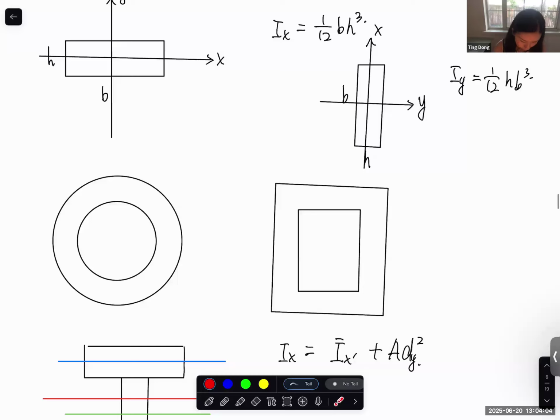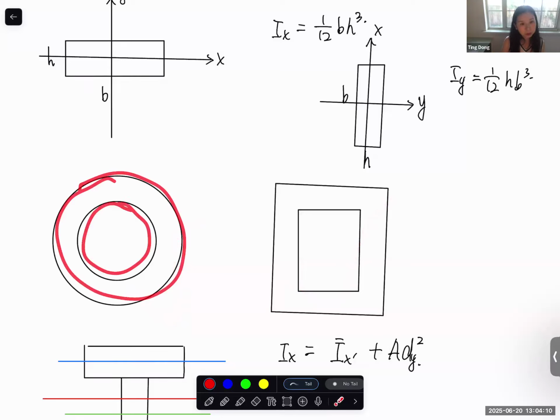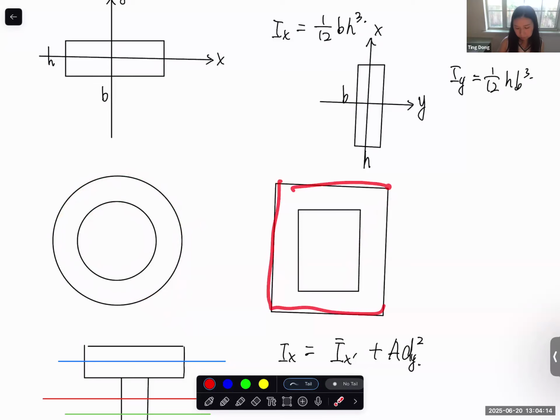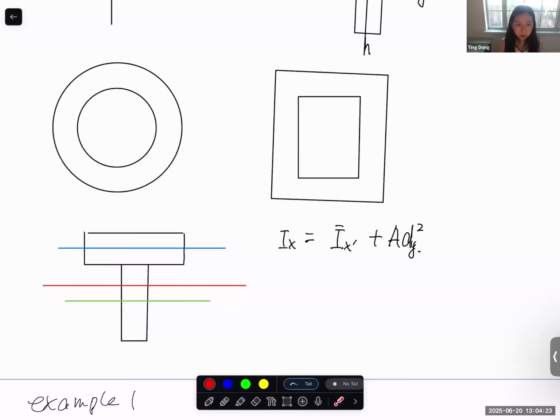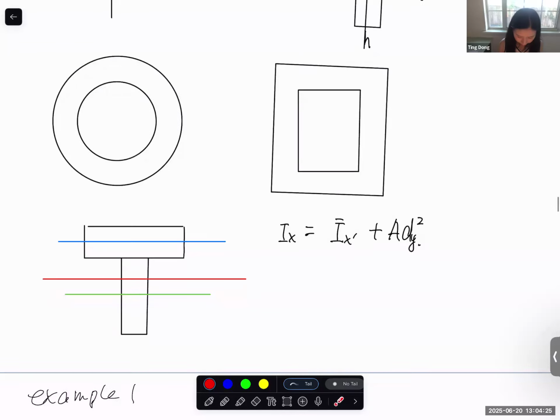And for this one and this one, you can consider, let's say, a big circular cross section minus a small circular cross section if it's a tube. And for this box shape again, you can consider it as the big rectangular cross section minus the smaller rectangle. And another thing is that we talk about the parallel axis theorem.